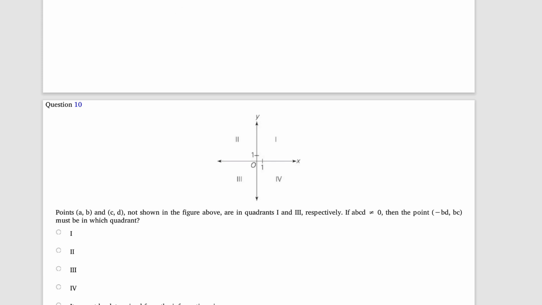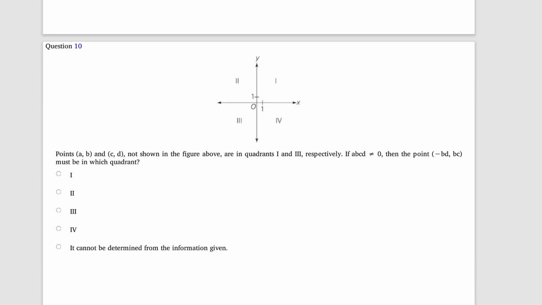Anyway, let's move on. Points (A, B) and (C, D), not shown in the figure above, are in quadrants 1 and 3 respectively. So (A, B) is up here somewhere. That's quadrant 1. And (C, D) is in quadrant 3 down here. If A, B, C, D does not equal 0, that just means that none of the coordinates are 0. Then the point (-B D, B C) must be in which quadrant? Can you guess my approach? That's right, we pick numbers.